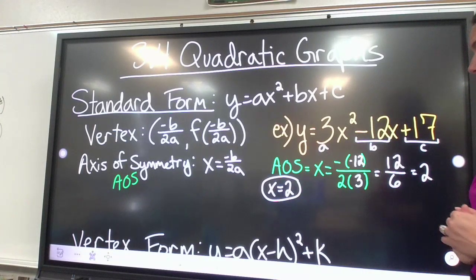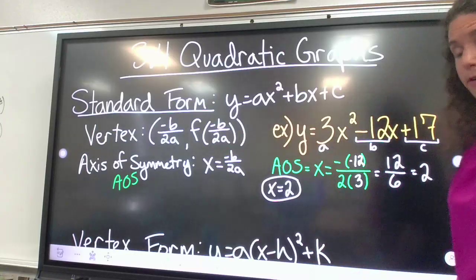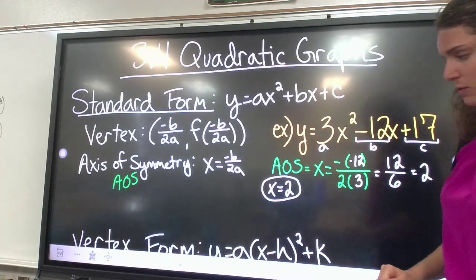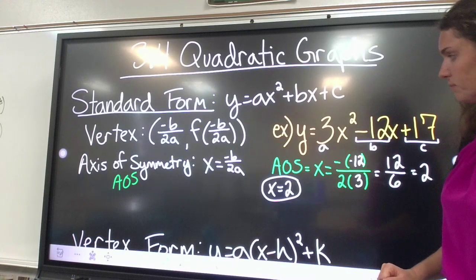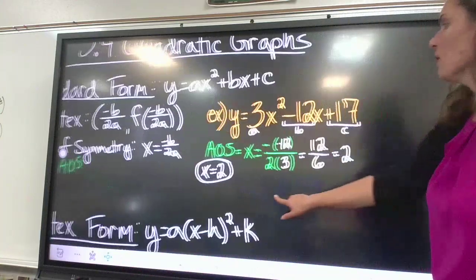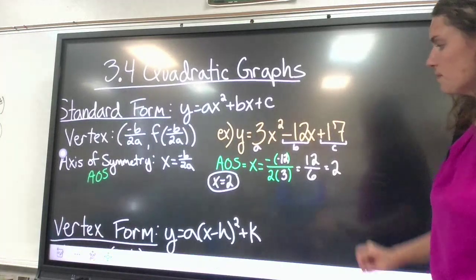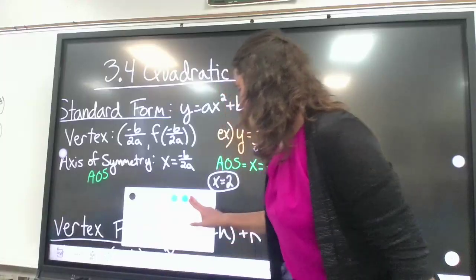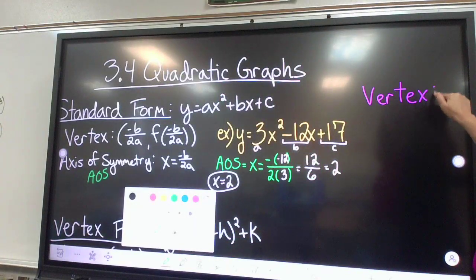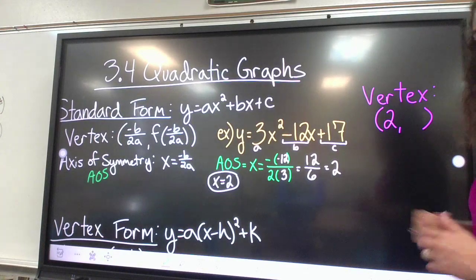Now that I know my axis of symmetry, in order to find the second half of my vertex, I am going to have to plug it in for both of my x values. So I'm going to slide this all over. Here we are. We'll shrink it a little bit. So to find my vertex, which I'm going to label up here, right now we know that the x value is 2, but we're still looking for that y value.